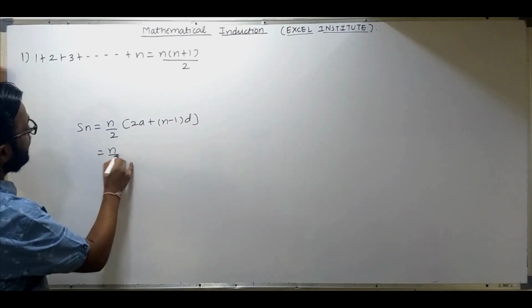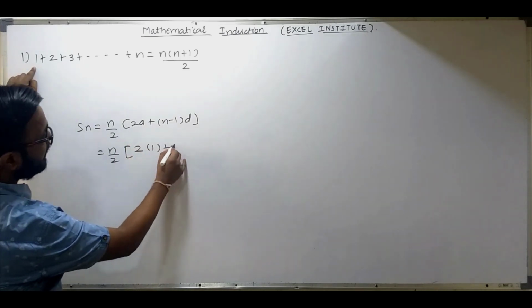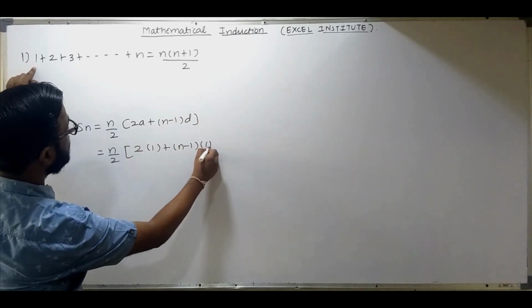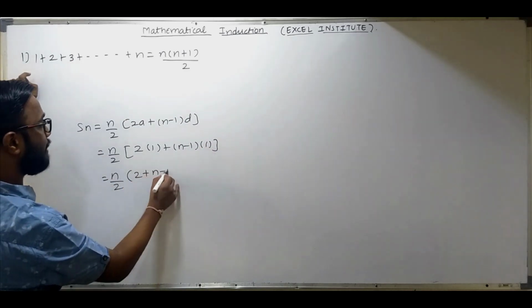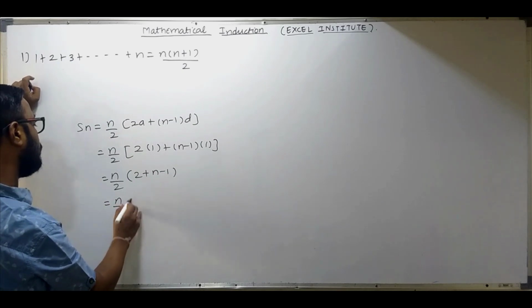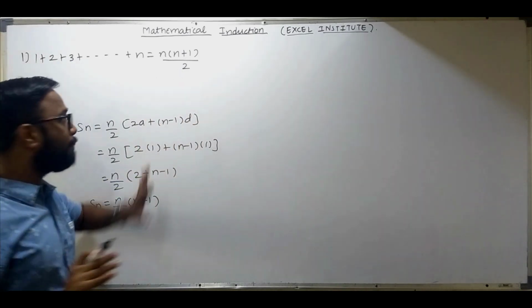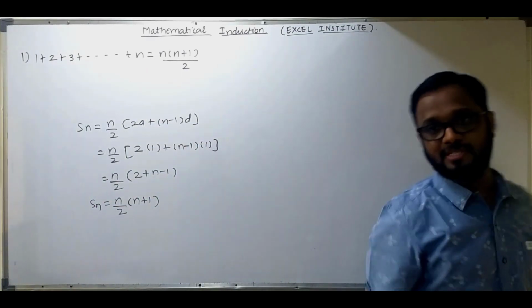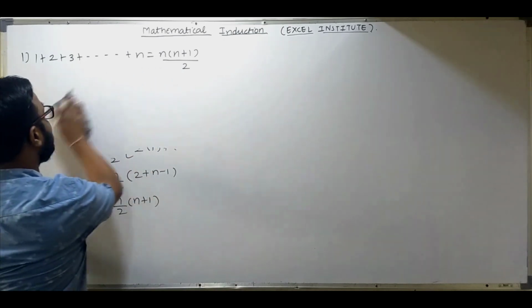So this is n by 2, n natural numbers are there, 2a, where a is the first term, so 1, plus n minus 1 into d, where d is also 1. So this is n by 2 times (2 plus n minus 1), so n by 2 times (n plus 1). That's the answer. But we are not proving by this sequence and series method. We are checking the proof by using the mathematical induction method.